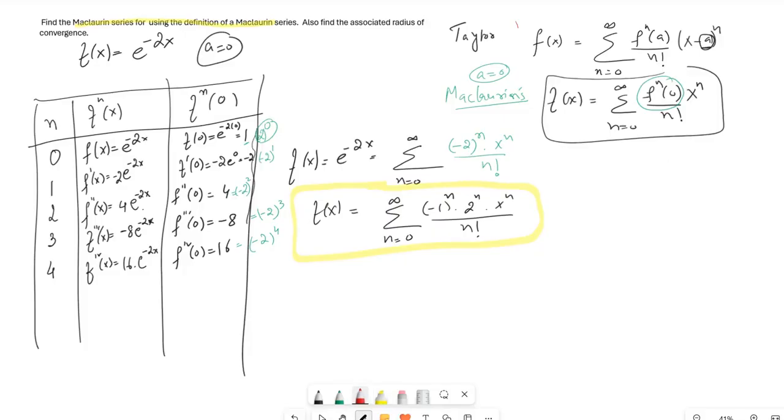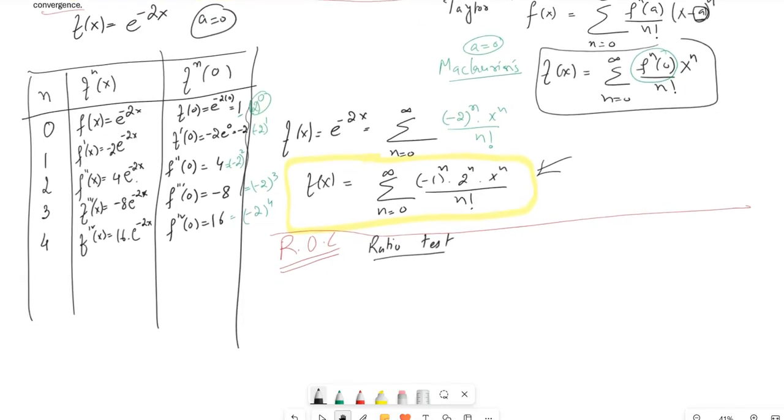Now the question is also asking to find the radius of convergence. Assume this is the given power series. We need to figure out when the series is convergent. Remember, in the last chapter we were using either the ratio test or the root test. Because there is a factorial in there, I'm going to use the ratio test to check when this series is convergent. We are only going to focus on the series we already figured out.